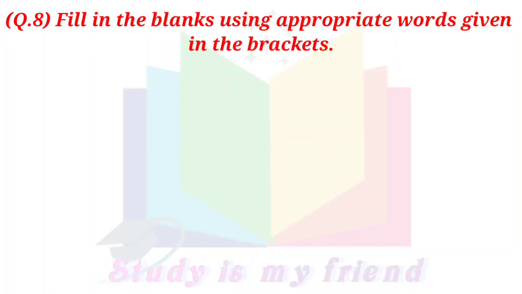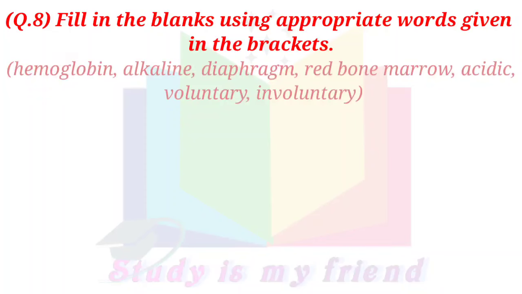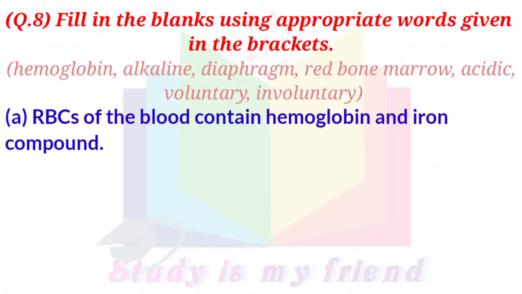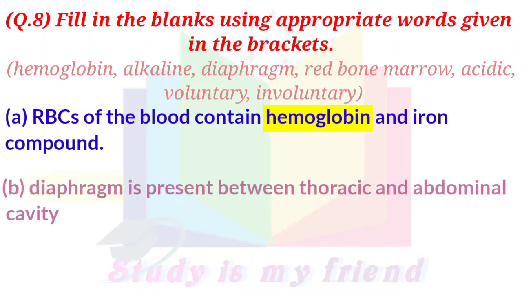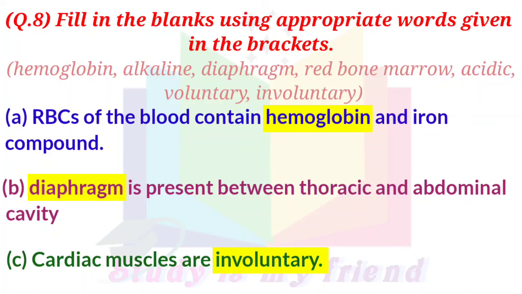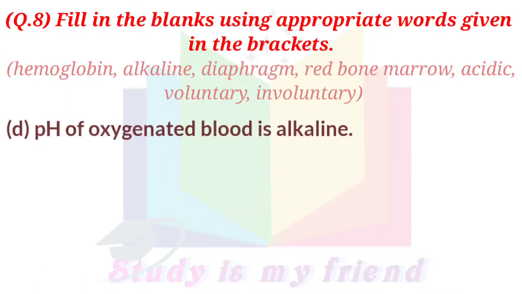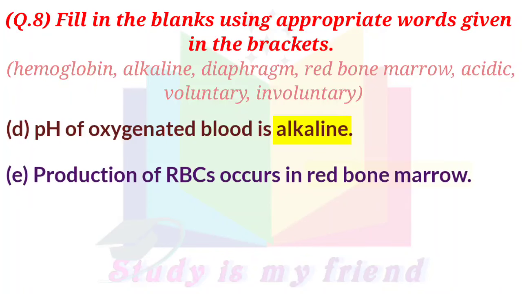Question 8. Fill in the blanks using appropriate words given in the brackets. Hemoglobin, alkaline, diaphragm, red bone marrow, acidic, voluntary, involuntary. A. RBCs of the blood contain hemoglobin and iron compounds. B. Diaphragm is present between thoracic and abdominal cavity. C. Cardiac muscles are involuntary. D. pH of oxygenated blood is alkaline. E. Production of RBCs occurs in red bone marrow.